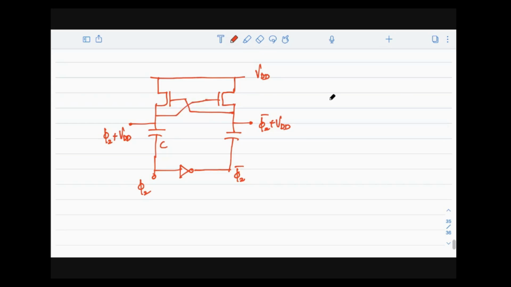And this circuit is called a charge pump, and it is named after Nakagome, and we call this the Nakagome charge pump. All right. I hope this part is clear, what we have done.